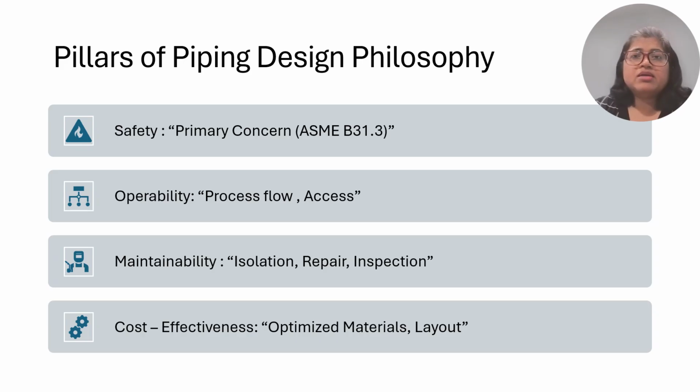As a fourth pillar, cost effectiveness does not mean cutting corners on safety. It means optimizing material selection, minimizing pipe runs where possible, and considering fabrication and installation cost without compromising on the other pillars.